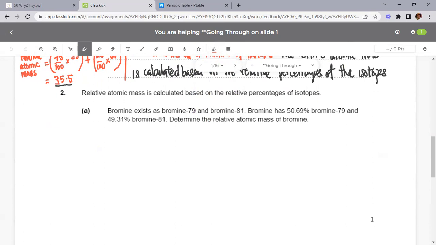Some people are asking me, should I write 3SF? Should I put 2DP? In chem, put it very simply, all your final answers generally are put to 3SF.